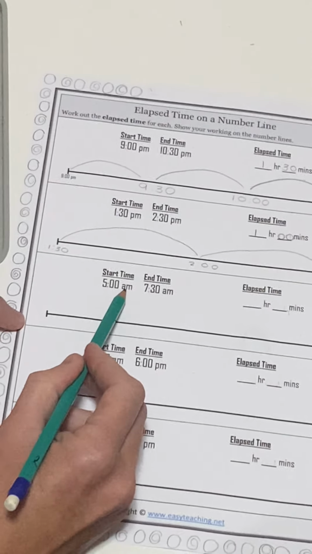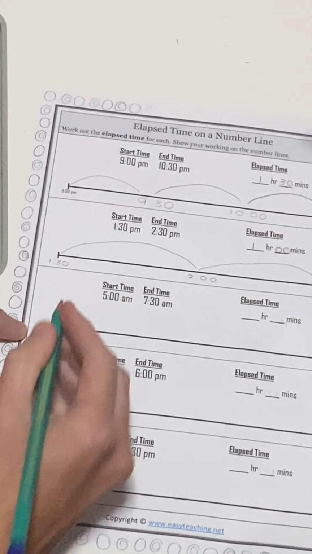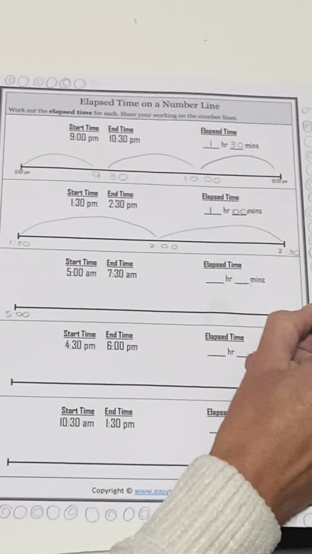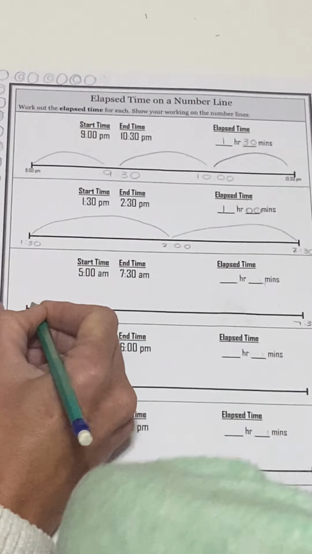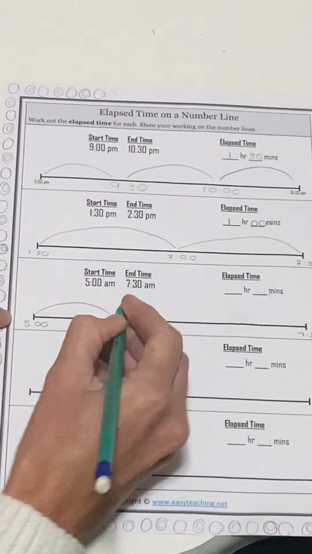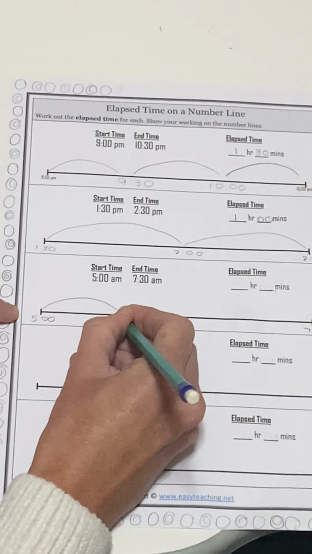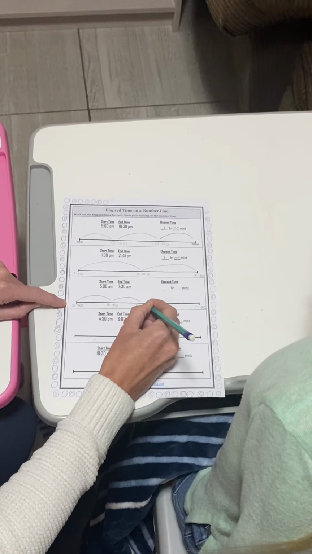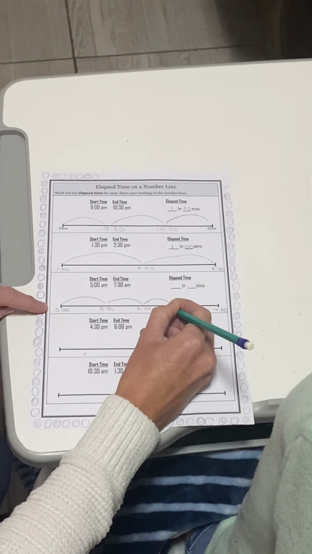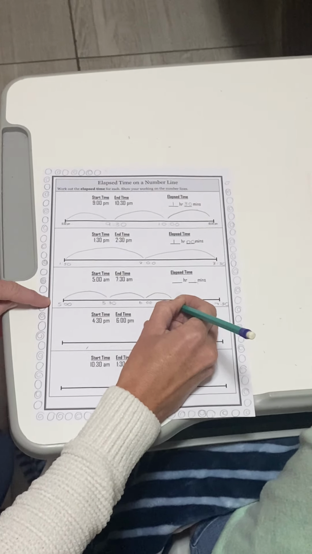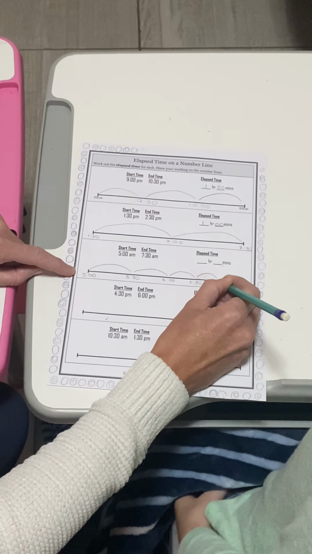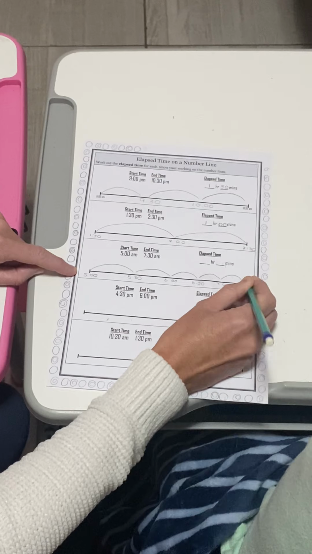Let's look at this. 5 a.m. to 7:30 a.m. So I do my 5 a.m. and I do my 7:30 to end it. Now I'm jumping in half an hours. So I go 5 to 5:30. Good. 5:30 to 6. Oh, I'm going to run out of space. 6 to 6:30. Good. 6:30 to 7. And then 7 to 7:30.